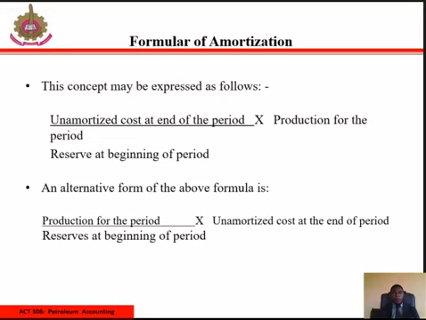Now, the formula of amortization. The concept will be expressed as unamortized cost at the end of the period multiplied by production for the period divided by the reserve at the beginning of the period. An alternative form of the above formula is production for the period over reserves at the beginning of the period multiplied by unamortized cost at the end of the period.